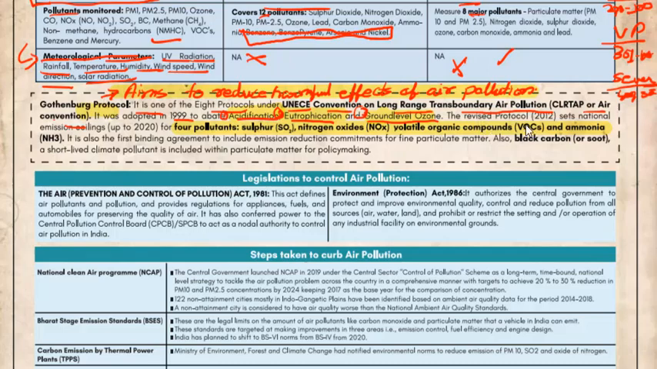The protocol was introduced in 1999 and revised in 2012. It sets national emission ceilings up to 2020 for sulfur dioxide, nitrogen oxide, volatile organic compounds and ammonia. It is also the first binding agreement to include emission reduction commitments for fine particulate matter. Also, black carbon or soot, a short-lived climate pollutant, is included within particulate matter for policy making.